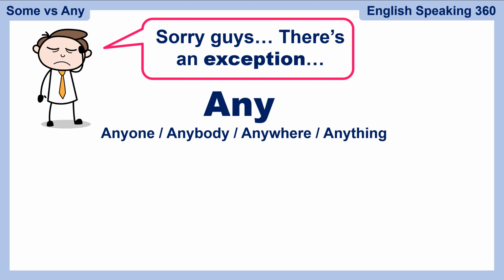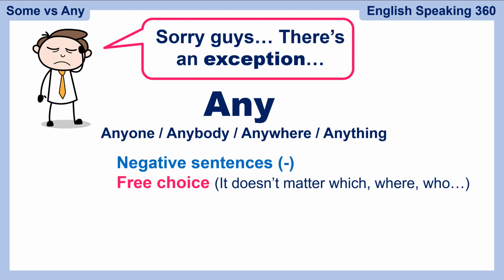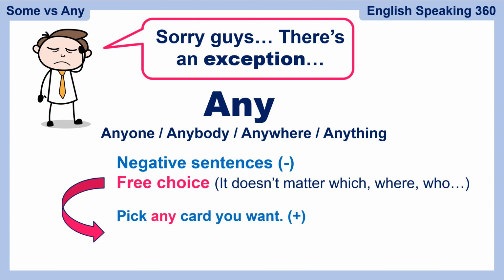Sorry guys, there is an exception. I know English is hard sometimes and there are many exceptions, but you will see this one is not too bad. Any is used for negative sentences. We have just studied that. But it can also be used for free choice. When you mean it doesn't matter which, it doesn't matter where, it doesn't matter who. Here's an example. Pick any card you want. You know when a friend of yours does a magic trick, a card trick, and they say, pick a card, pick any card you want.